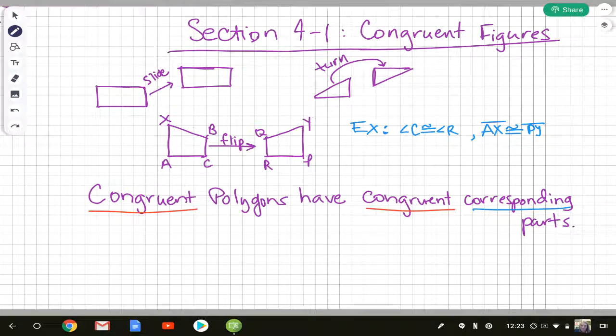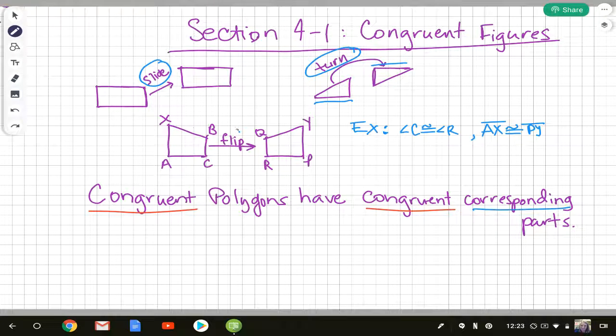So on the first part we have the slide, where I take a rectangle and I just slide it up and to the right. It doesn't change the figure, it's just moving where it is. The second picture I have is a turn. So what I've done is I've taken a triangle and rotated it and turned it around so that this bottom side is now on the top. That again doesn't change the figure, it just changes its position.